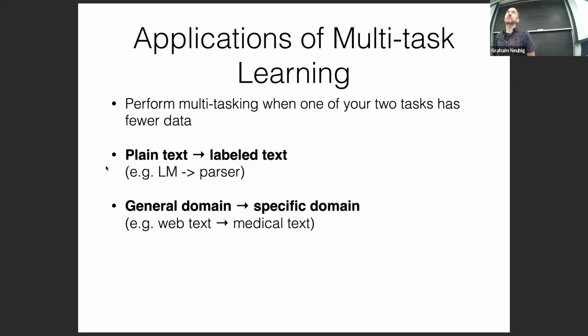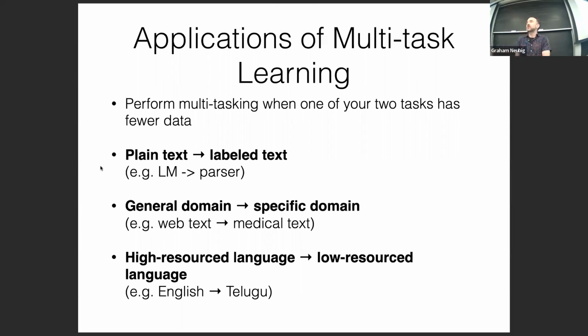Another very popular one, which we're going to talk about more this time, is a general domain to specific domains. So this could be for example, going from web text to medical text. This is very important because, if you are going to build practical systems, it's almost always the case that the domain is not going to be Wikipedia or just general web text.